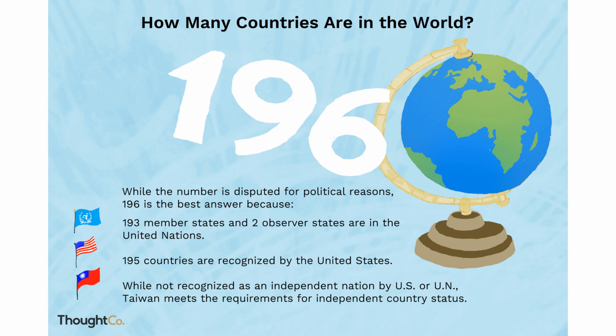One of the answers I bumped into online is this one. And this one says, while the number is disputed for political reasons, 196 is the best answer because 193 member states and 2 observer states are in the United Nations. 195 countries are recognized by the United States. While not recognized as an independent nation by US or UN, Taiwan meets the requirements for independent country status. Sounds complicated.